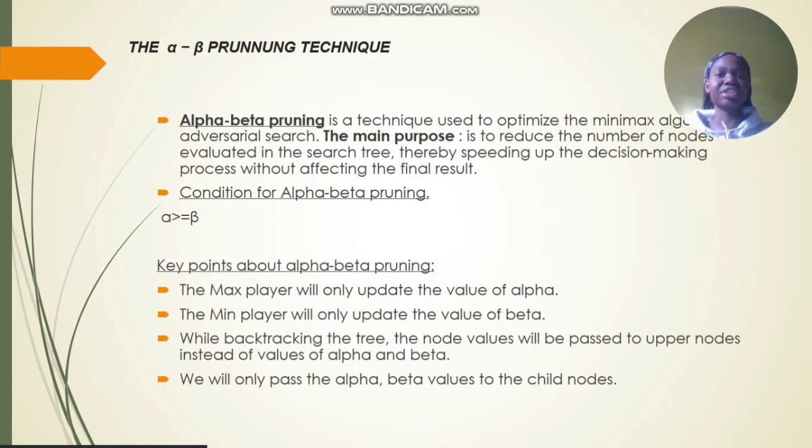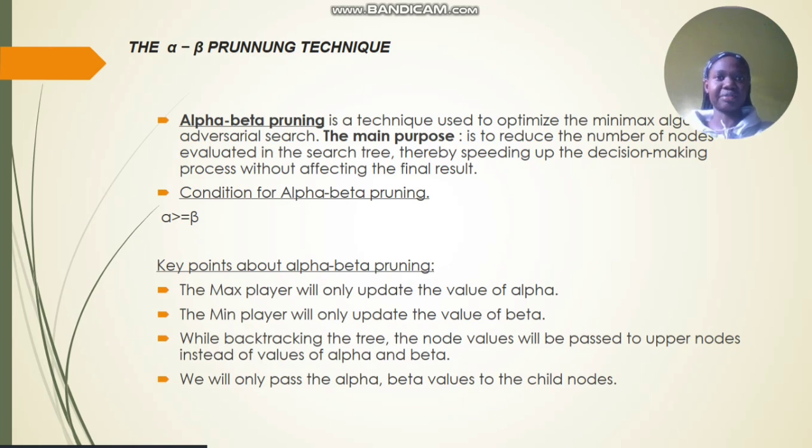We can go deeper into the alpha beta pruning technique. Alpha beta pruning is still related to the minimax and expectiminimax algorithms. It is a technique used to optimize the minimax algorithm. Its main purpose is to reduce the number of nodes evaluated in a search tree, thereby speeding up the decision-making process without affecting the final result.